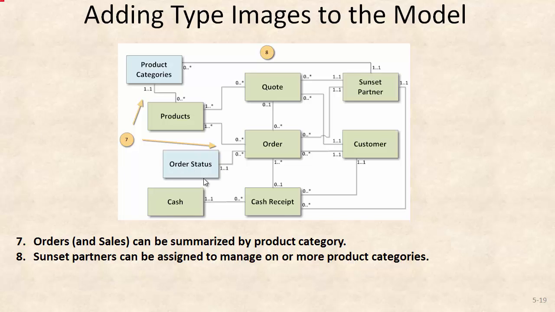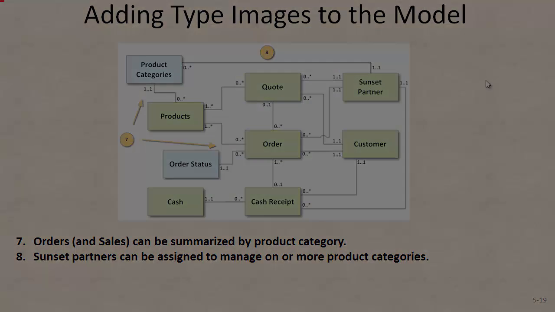The second type image here is order status. The order status now categorizes the status of orders. Each order is in one status, and order status has a minimum of 0, maximum of many orders. Order status would include states like pending, awaiting product, delivered, complete, those sort of things.